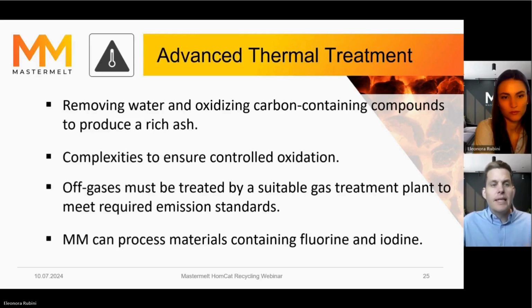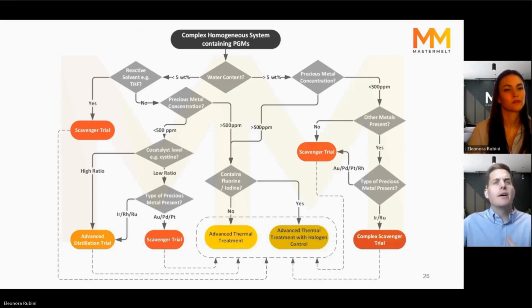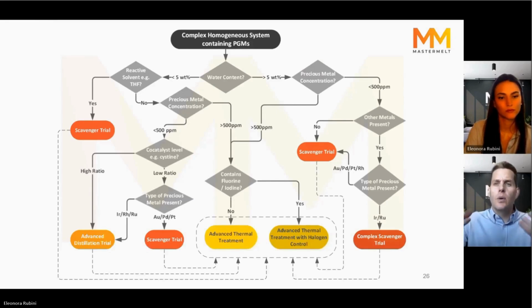Advanced thermal treatment is really key to the whole refining and precious metal recovery loop, because whichever process route we go down, be it the scavenger or the advanced distillation, ultimately what we produce from those processes will feed back into advanced thermal pretreatment, where we create a very fine ash powder, which is an even higher concentration of PGMs. And that's where we're able to assay and provide our customers with the metal calculations and the metal back.